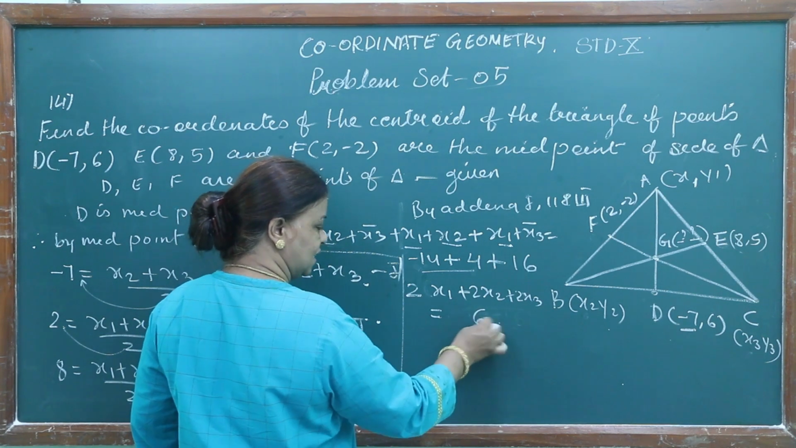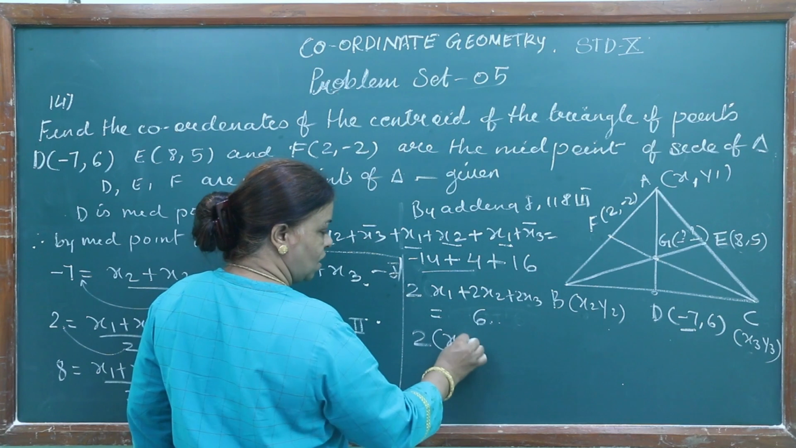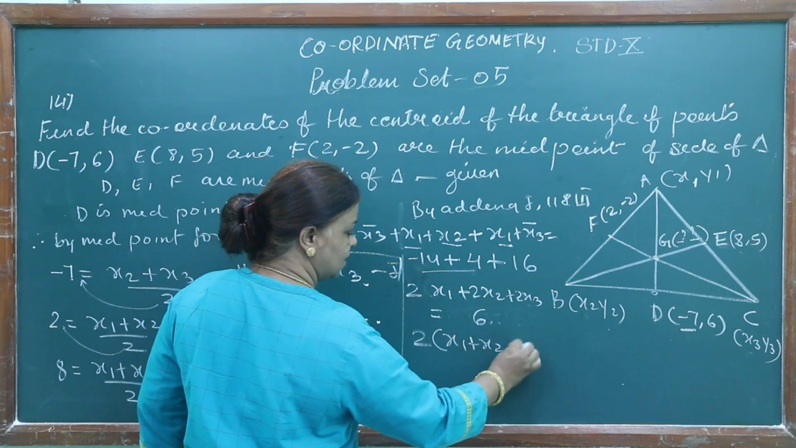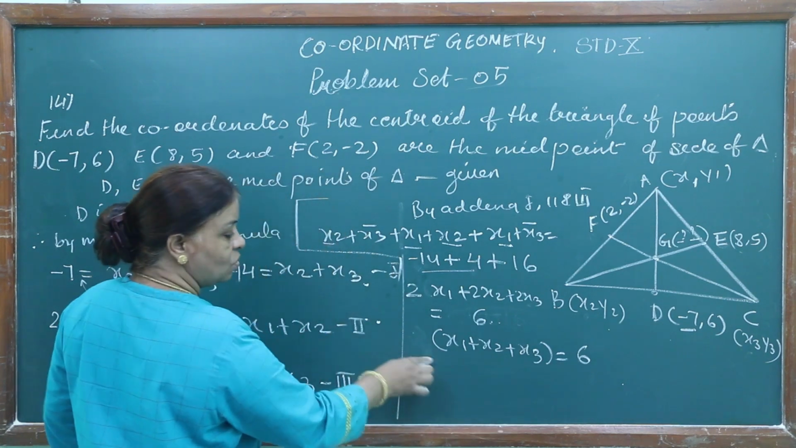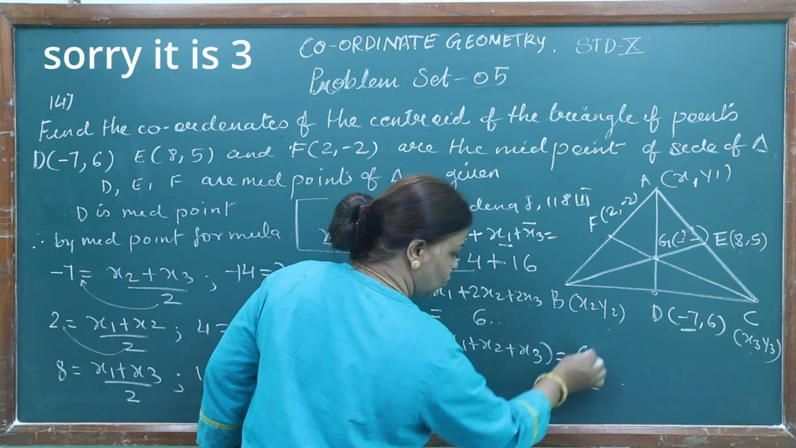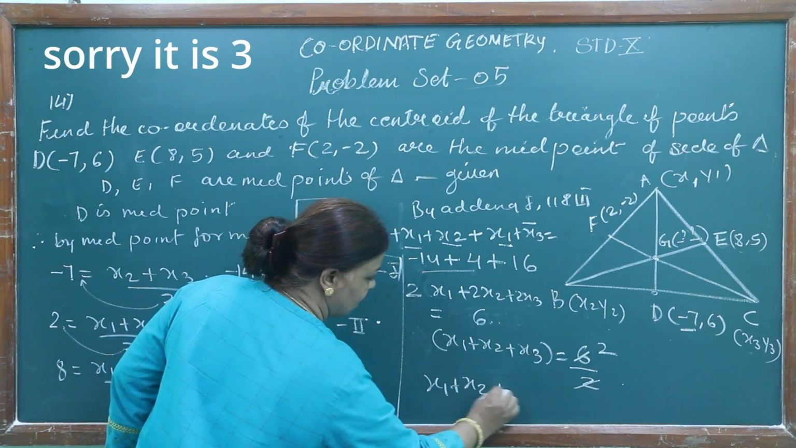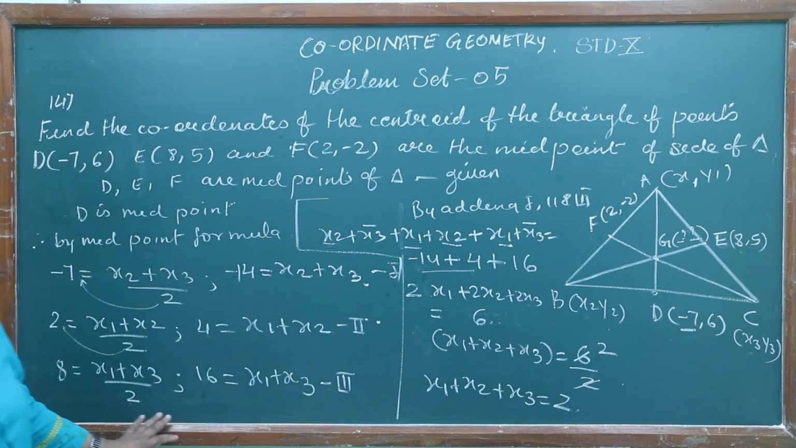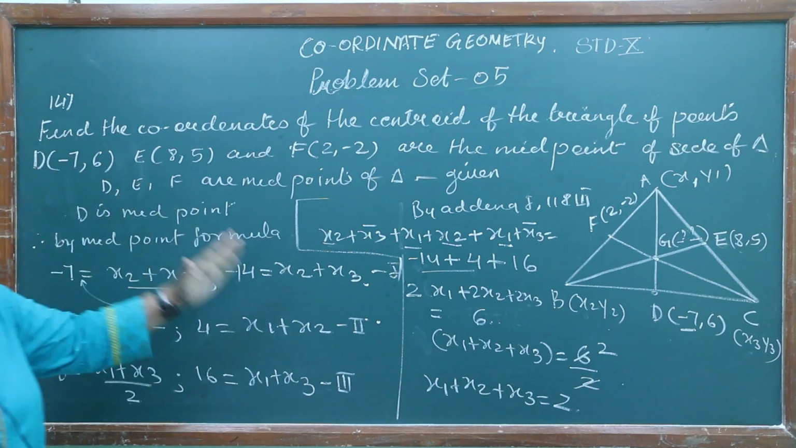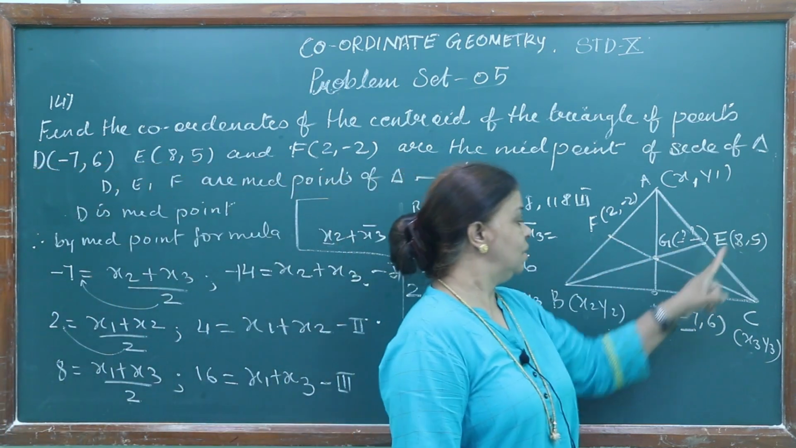That would be 6. Now I will take 2 common. x1 plus x2 plus x3 is equal to 6. Now this 2 will go here upon 2. 3s are 6, so what have I got? x1 plus x2 plus x3 is equal to 3. Is it clear?